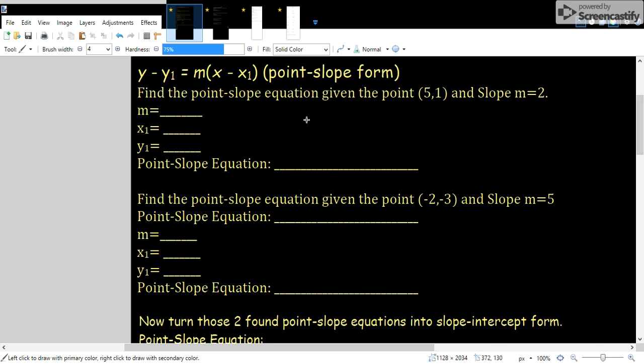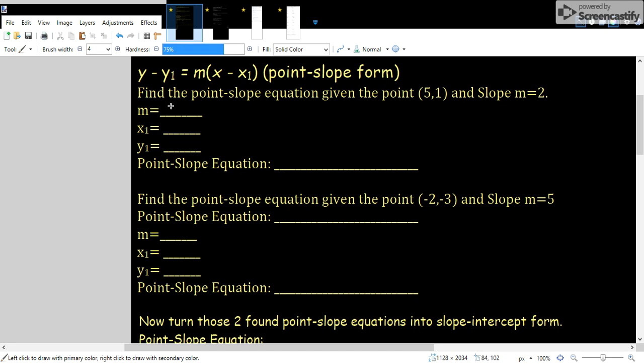Now we're on page 10 of our linear functions booklet. We're given the equation y minus y1 equals m parentheses x minus x1. That is called the point-slope form. Find the point-slope equation given the point 5, 1 and slope m equals 2.